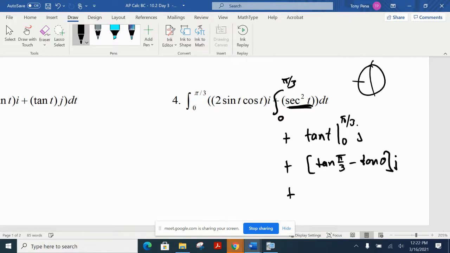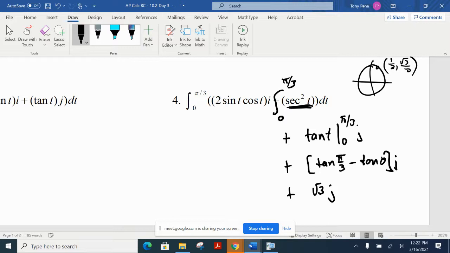Tangents make me think a little bit. I don't know about you. What's this? So this is 1/2, root 3 over 2. So this is our pi over 3 point. Tangent is the y coordinate divided by the x coordinate. So root 3 over 2 divided by 1 over 2 should just be a root 3. The tangent of 0 is 0. So then that should be our j term, just root 3 j.